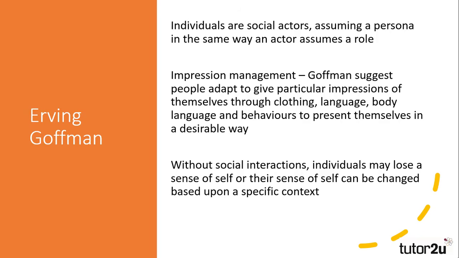One of the more well-known interactionist approaches was suggested by Erving Goffman and the dramaturgical model. Goffman suggested that individuals take on different roles in society depending upon the social context they are in. For example, when you're around your friends, you will act and speak differently than you may do around your parents. Goffman would suggest this is because you are taking on two separate roles, one as a friend and one as a son or a daughter.